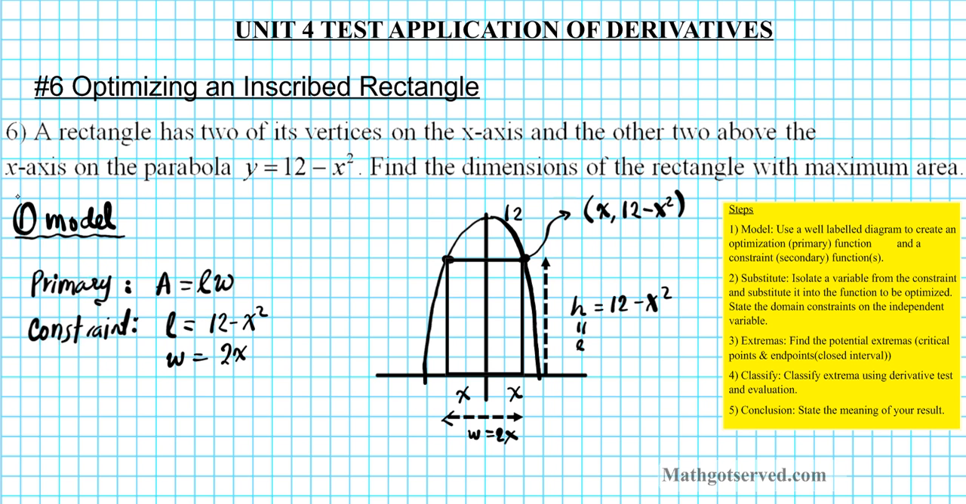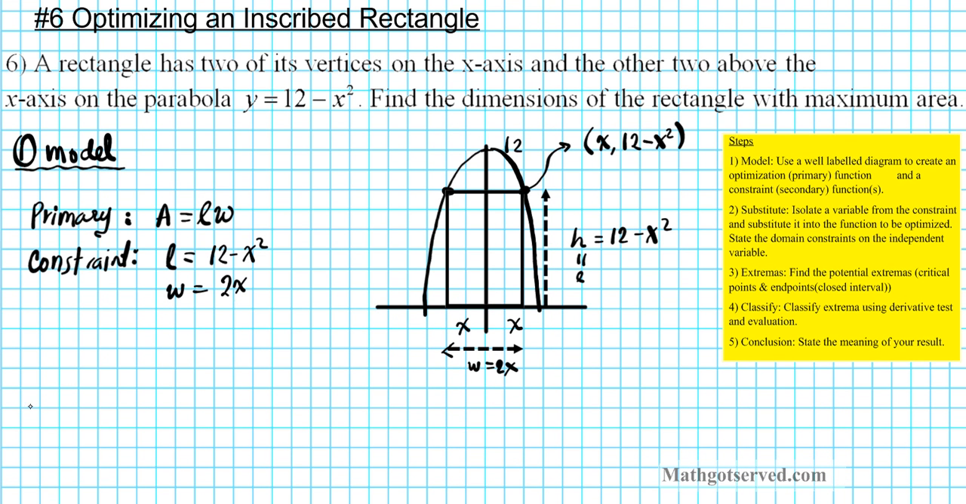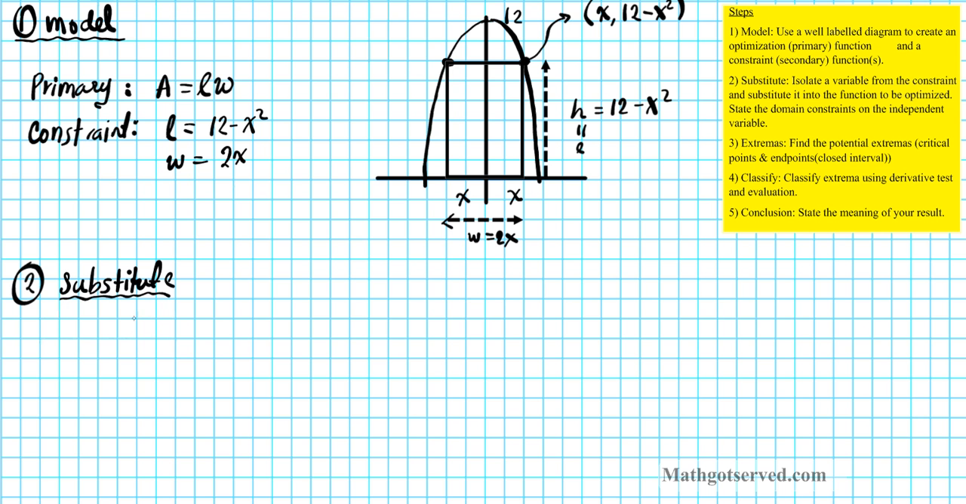Okay, now what's the next part? Part 2, we're going to make a substitution. We want to create a function in just one variable that we can use to find the extrema. Okay, so step 2, we're going to be substituting. So let's see. Do you see the substitution we can make here? We just substitute 12 minus x squared for the length and 2x for the width. And then that gives us an area as a function of x. Okay, so the area as a function of x is 2x times 12 minus x squared.